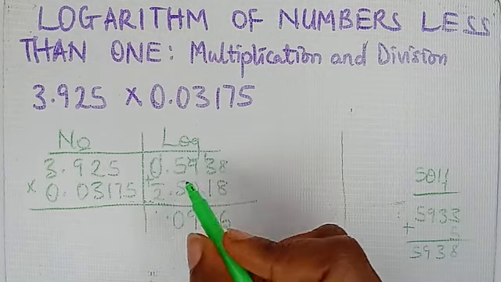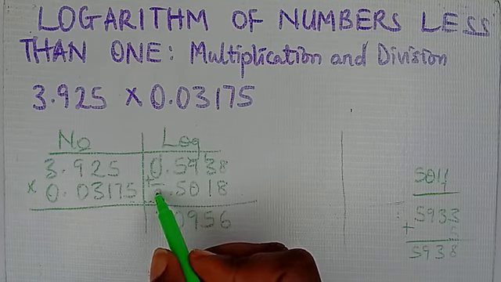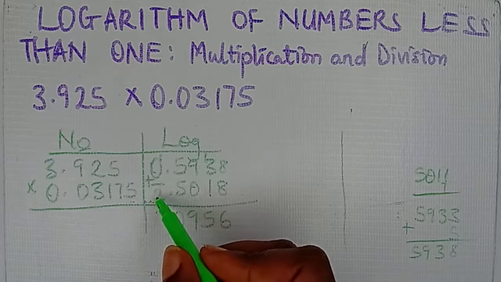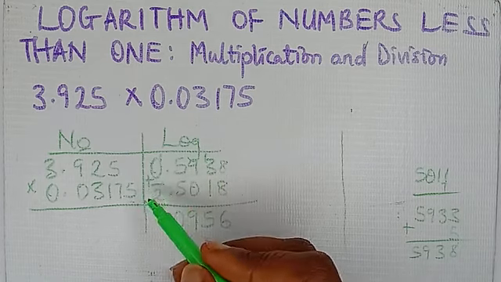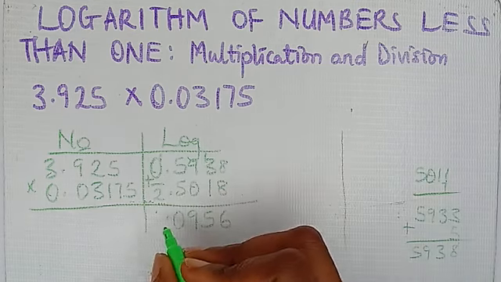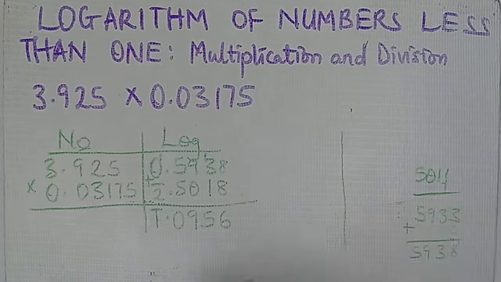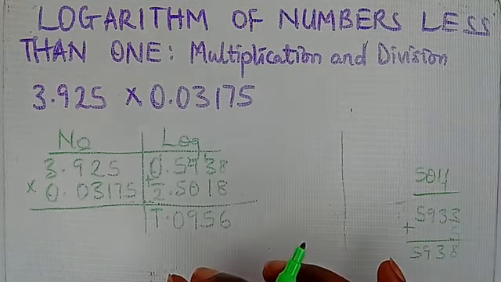Now we have 1 plus. Remember, whenever you see a bar number, we deal with it as a negative number. So we have 1 plus minus 2, that is 1 minus 2. 1 minus 2 is minus 1. So we are going to write bar 1. So we are done with the log calculations.